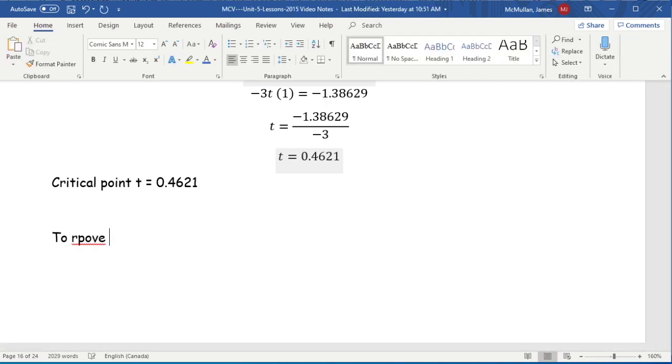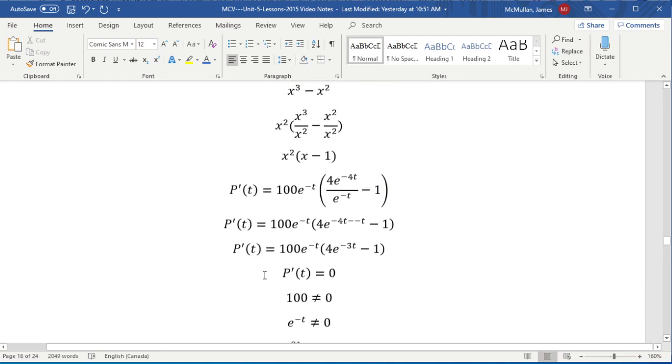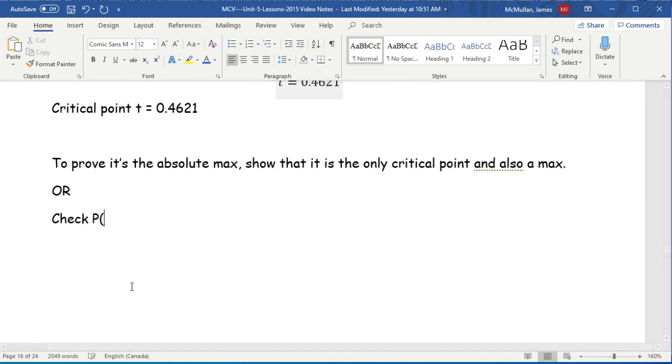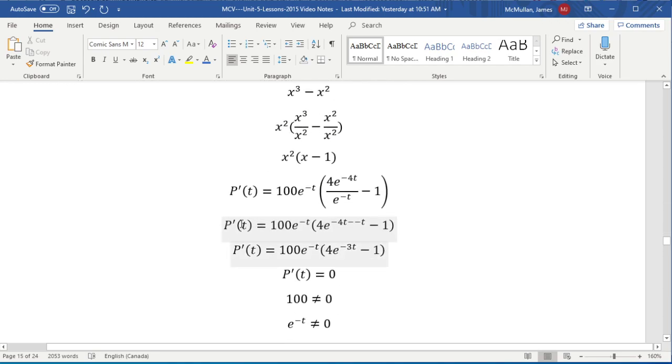So to prove, show that it is, again, I have two choices. I can show that it is the only critical point and also a max, or check what was our function called? P of 0, P of 0.4621, and P of 3. It has to be one of those three numbers. Again, it's up to you. The second derivative probably wouldn't be too hard to do here.